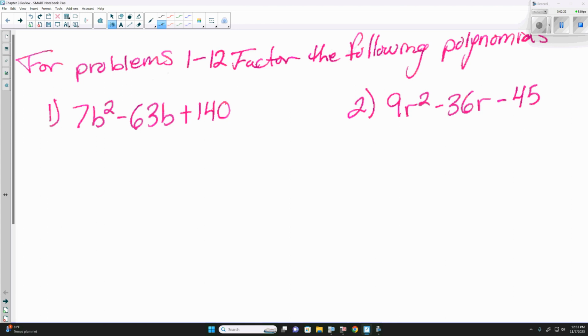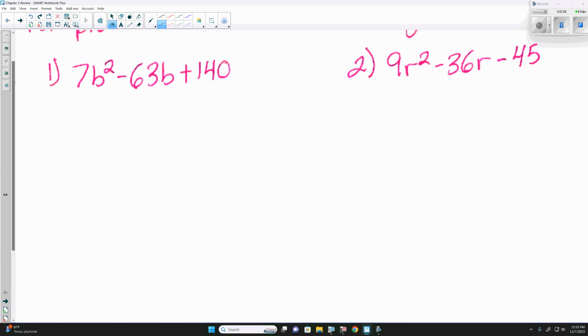So problems 1 through 12, we're going to factor the following polynomials. So when we factor a quadratic, we do several main steps. The first step is the greatest common factor. We see if there is a number that can go into all three terms. And for this first one here, the number is 7. So we'll factor it out of each term.